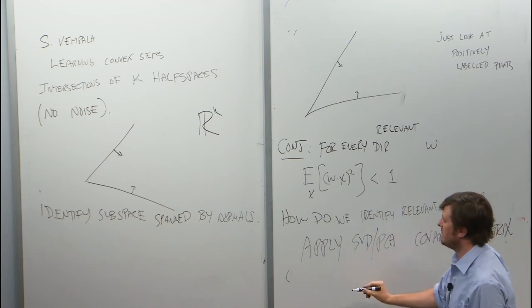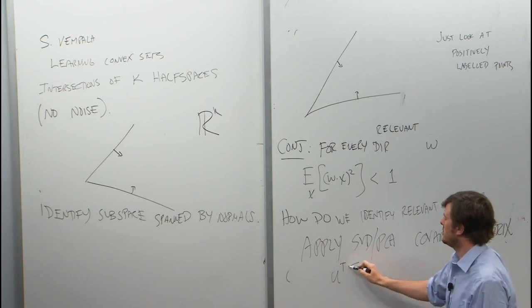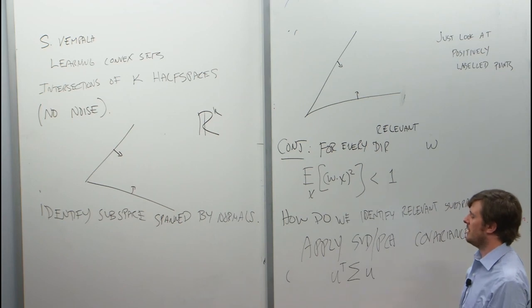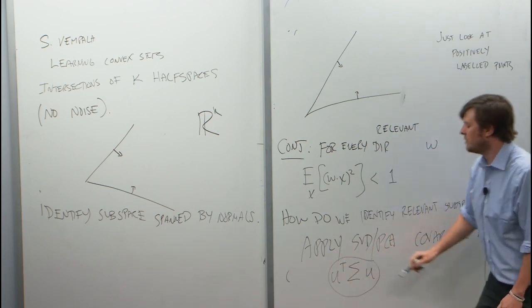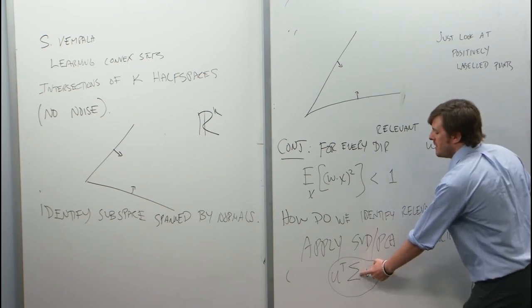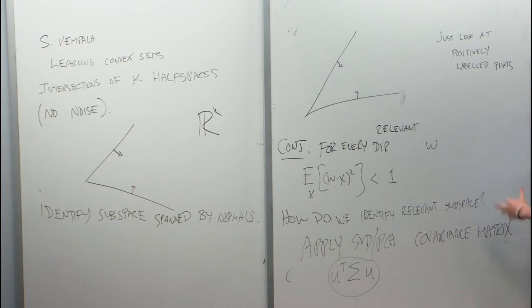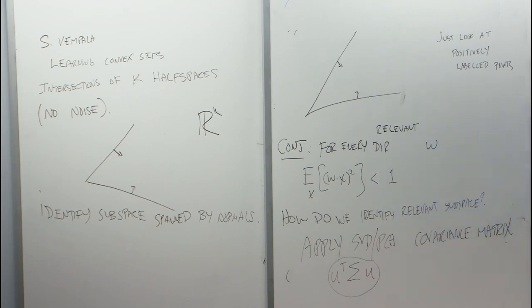If you haven't seen this before, if you pick a direction U and you look at U transpose sigma U, where sigma is the covariance matrix, this is going to be the variance in direction U. And sigma is a symmetric covariance matrix, so the largest eigenvalue and eigenvector will correspond to the direction of maximal variance. That's why computing the eigenvectors and corresponding eigenvalues will tell you what the directions of maximal variance are.